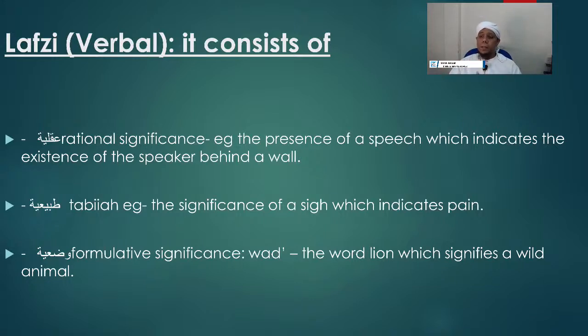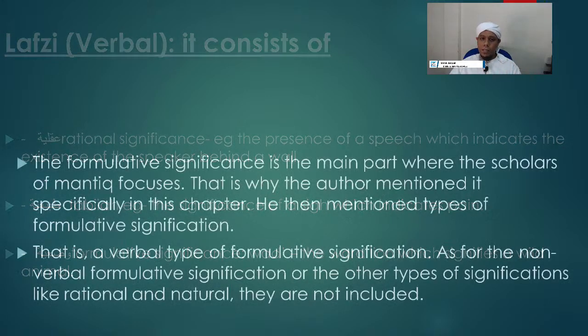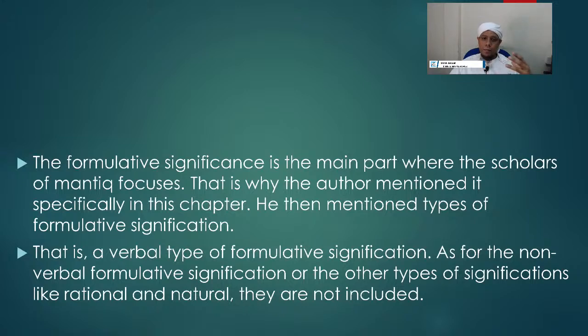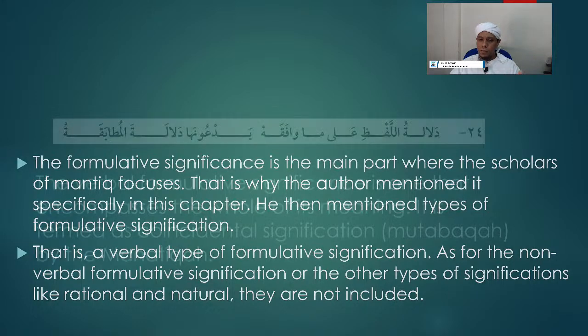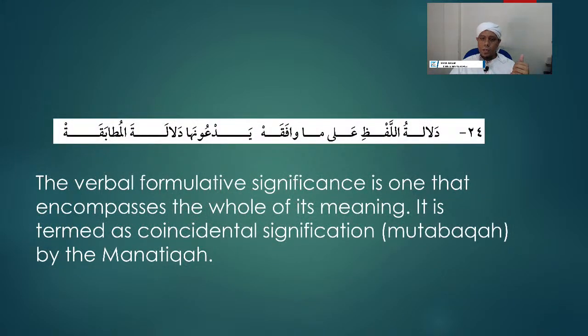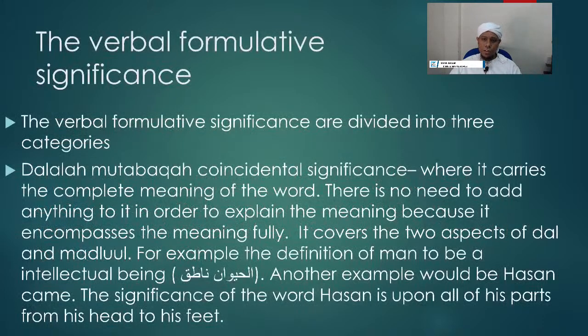So basically, when we speak about the lafzi, the verbal aspect, we have the aqliya, tab'iyya, and then we have the wad'iyya. All this I mentioned last week. Then the formulative signification is the main part where the scholars of Mantiq focus. And then we spoke about dalala mutabaqa last week, dalala tadammuniyya, and dalala iltizamiyya. So there are three types of verbal signification.